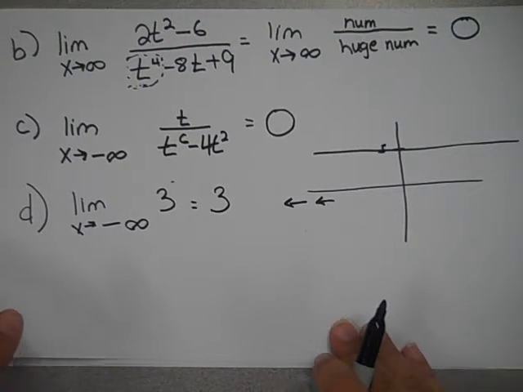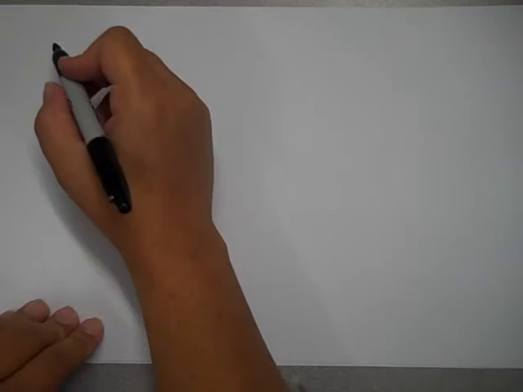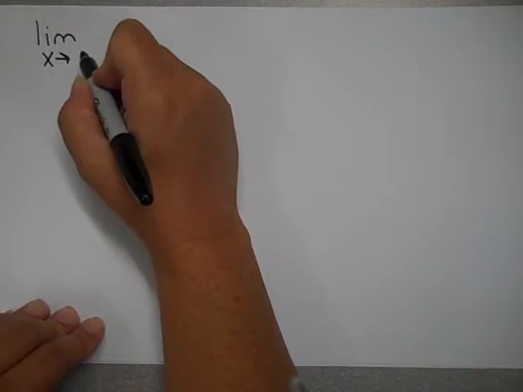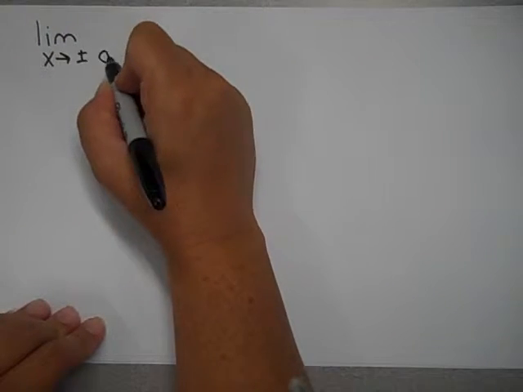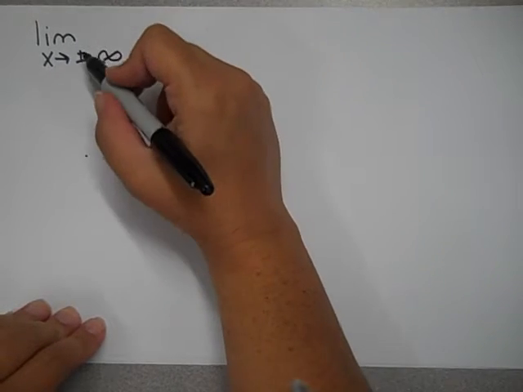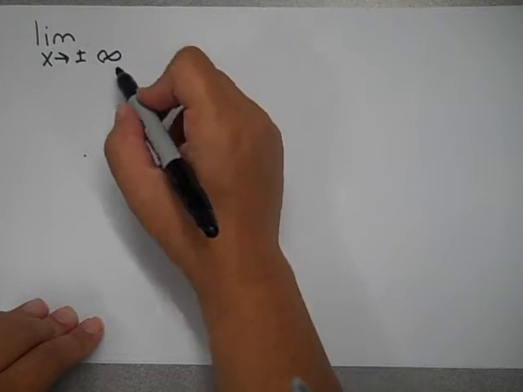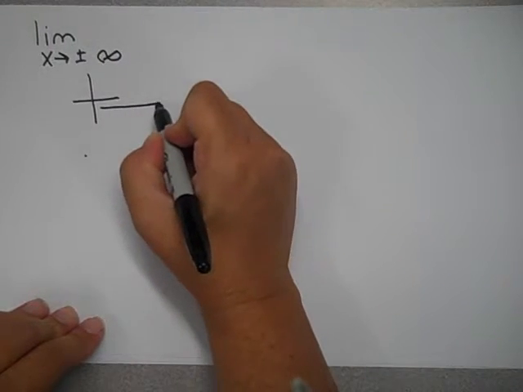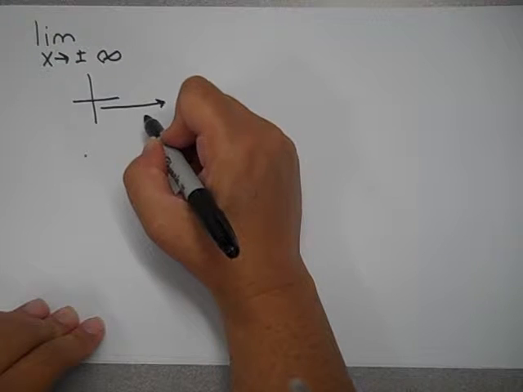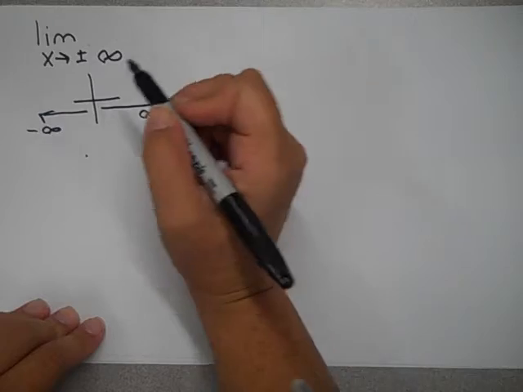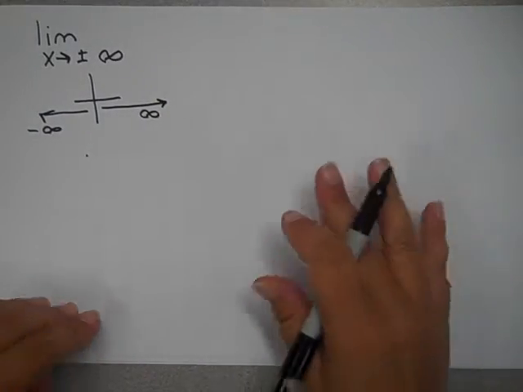Okay, let's look at letter E. Now we get into something that's a little bit interesting. E says the limit as x approaches positive negative infinity, and let's stop there. I don't like it when they write it together because it's two different things, right? We're looking at x as it gets really huge, that's positive infinity, of course, and then x as it gets really small. So let's actually write this twice. So let's do two problems here.